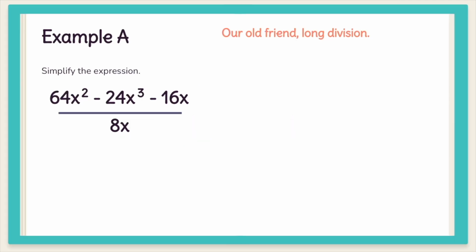So here we are at example A, and we need to simplify our expression, which is 64x squared minus 24x to the third power minus 16x, all divided by 8x. And we're going to use our old friend, long division.